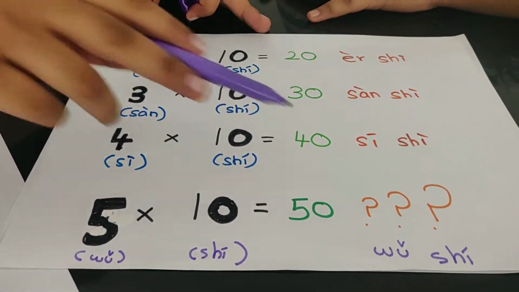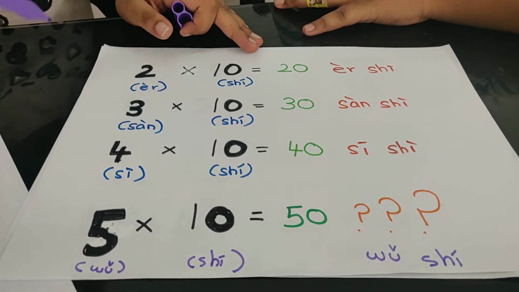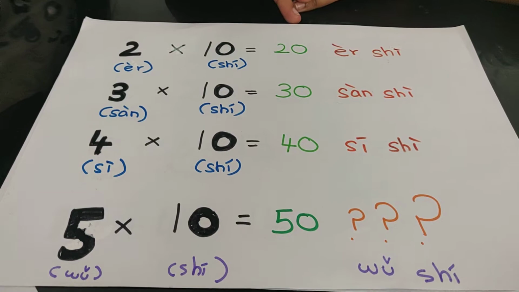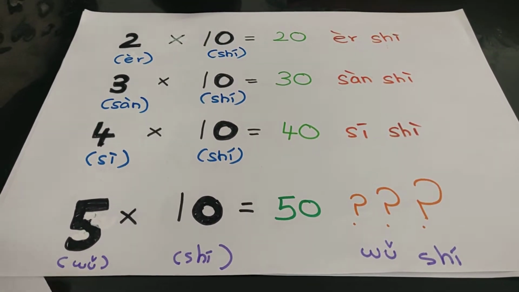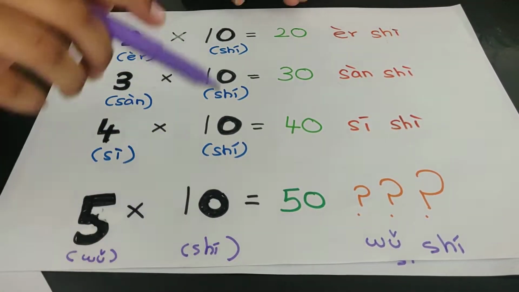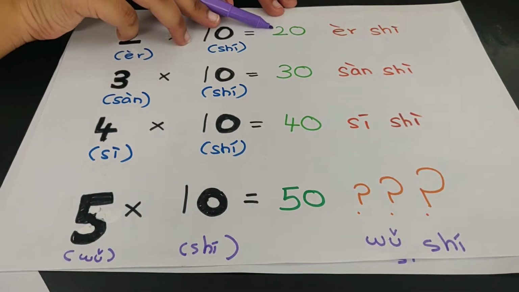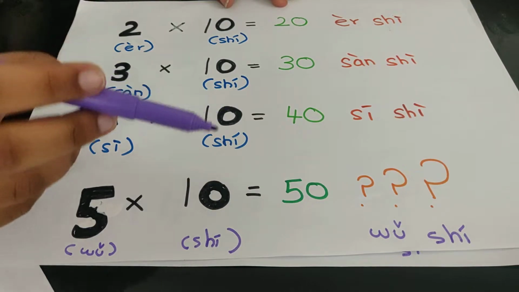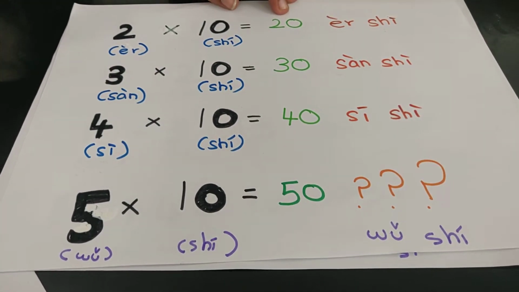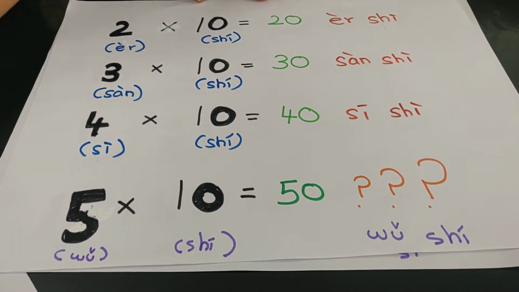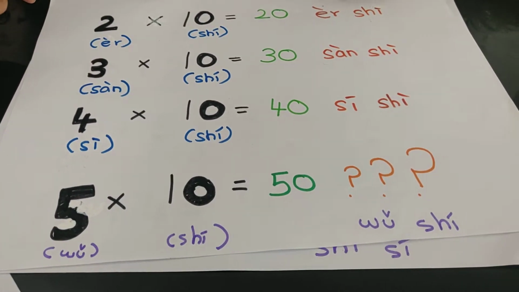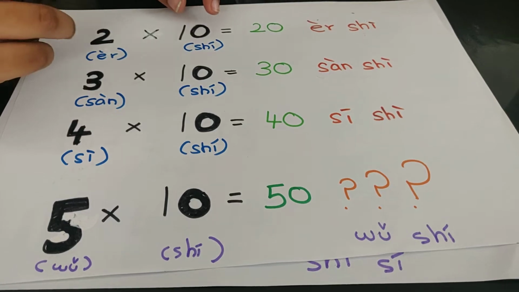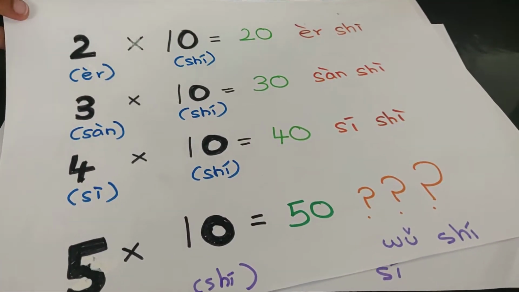So here it goes with the same. So let's recall this once more. When we are trying to say 20, 30, 40 and 50 and some other numbers, we have to say this number first. How many tens are in that number? So how many tens are in 20? There's 2. So it's er shi, 2 tens, 3 tens, 4 tens, 5 tens, like that. So let's move on.